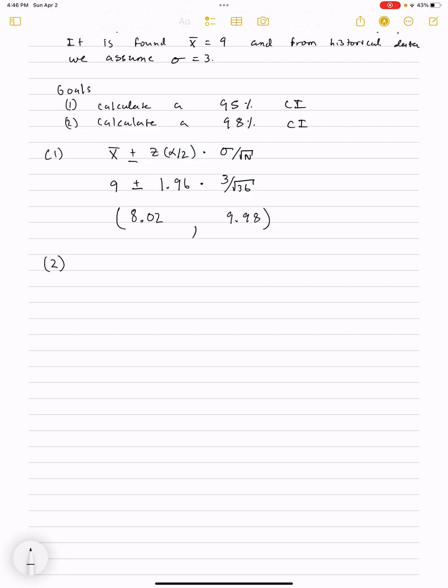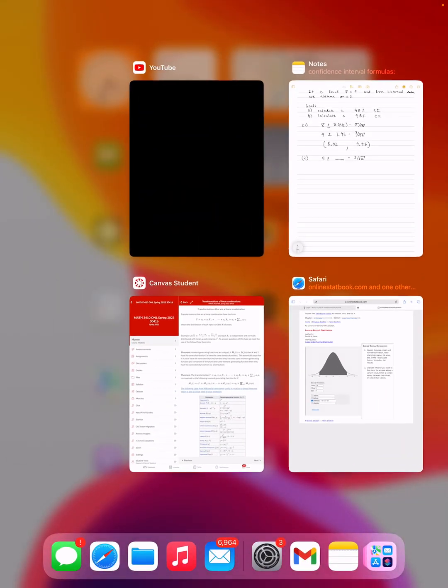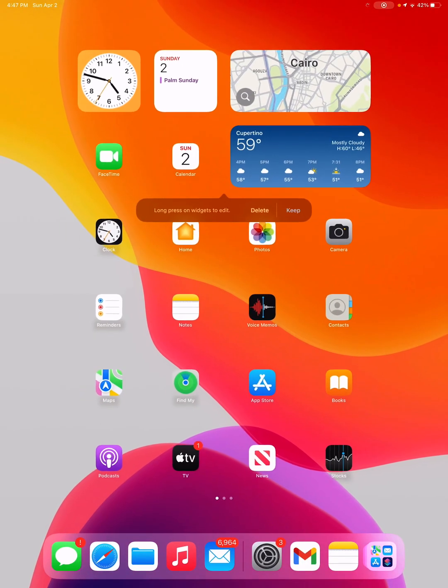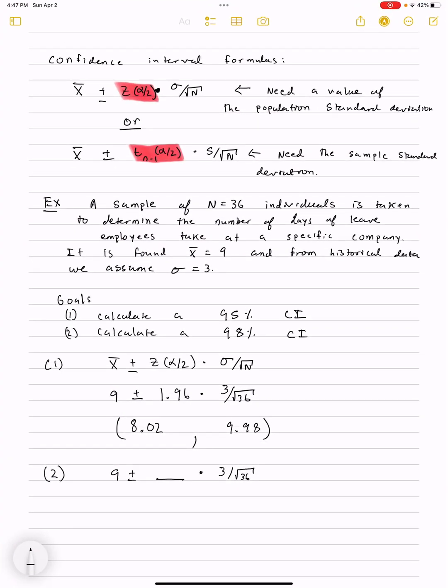Now, if I want to do a 98% confidence interval, the only thing that's going to change is the number that we put there. So we have to go back to our calculator. Instead of putting 95%, I need to put 98%. So here, I need to change this from 0.95 to 0.98. And I get 2.32. And you could do the 6 if you wanted, 2.326. So let's enter that number, and let's see what we get.